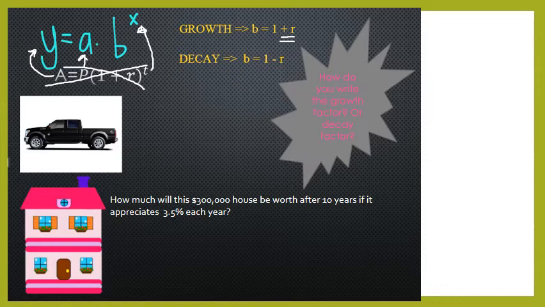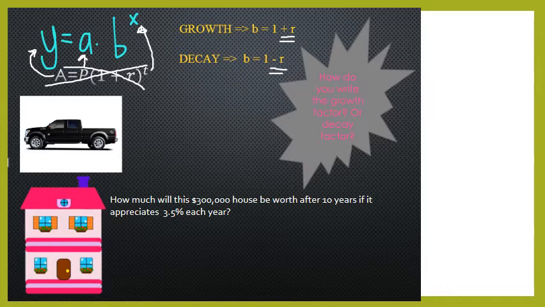Notice the decay is when you subtract the rate from 1. So you're going to subtract this little decimal from 1, which is going to give you a number smaller than 1, causing your problem or situation to decline or decay. So let's go ahead and do an example, and I'm thinking that it might make a little more sense. We're going to look at the house situation first. Typically in our country, houses appreciate. They go up in value, they grow.